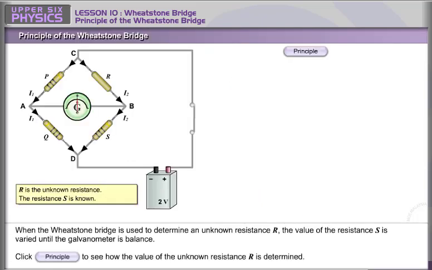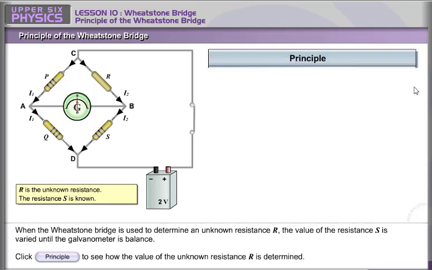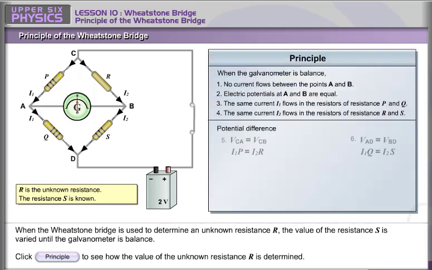When the Wheatstone Bridge is used to determine an unknown resistance R, the value of the resistance S is varied until the galvanometer is balanced. Click the principal button to see how the value of the unknown resistance R is determined.